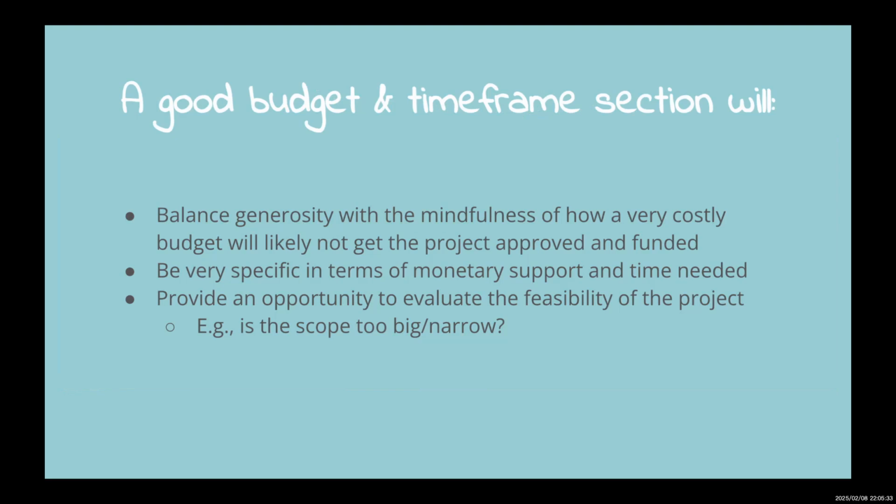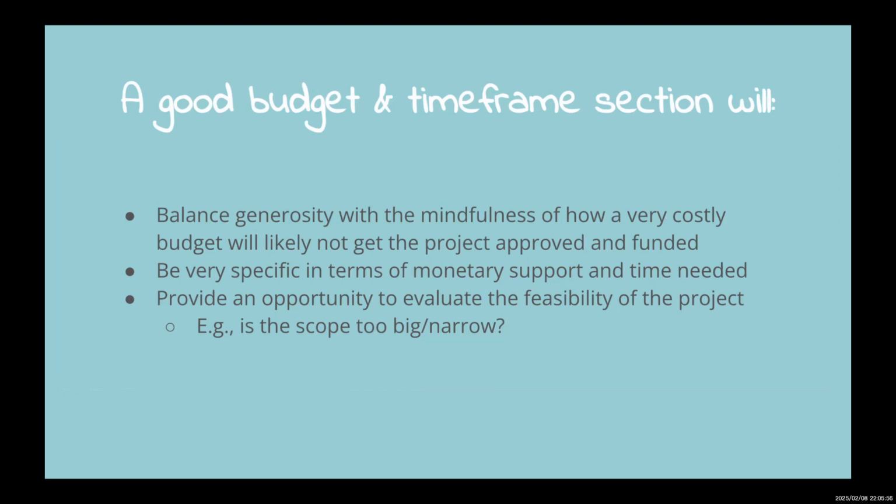And next, we're talking about budget and time frame, which is also super important other than the sciencey stuff that you're going to do. So there are 3 things to keep in mind when writing a budget and time frame section. Firstly, you need to balance generosity with the mindfulness of how a very costly budget will likely not get the project approved and funded.